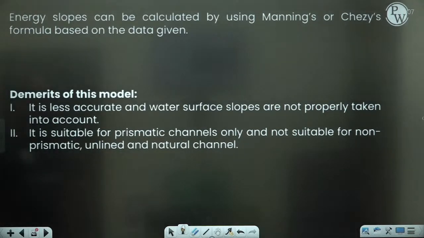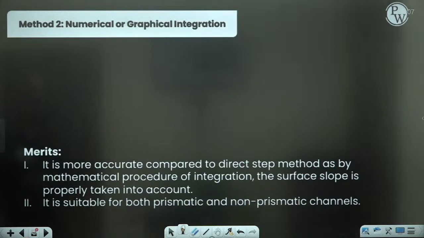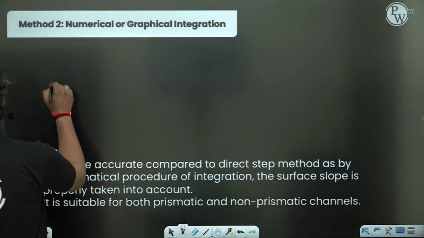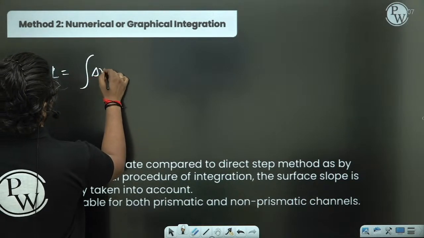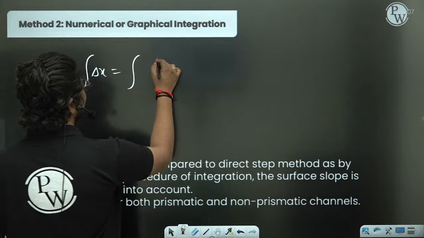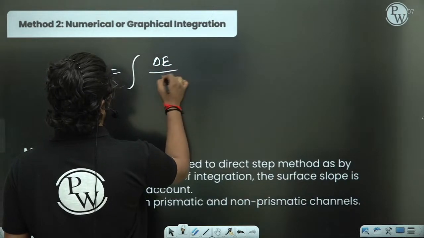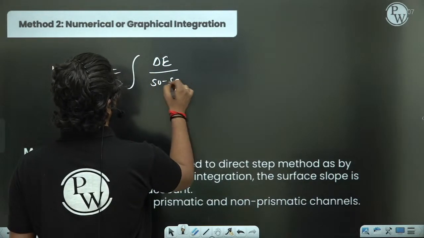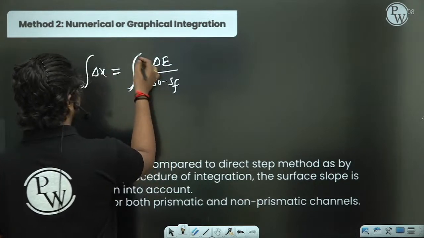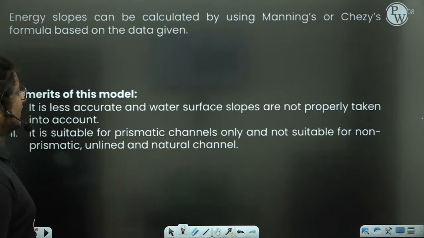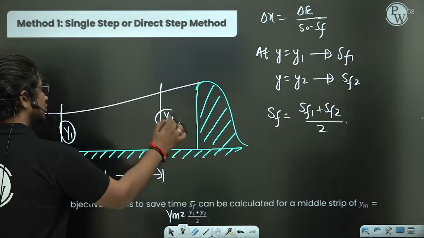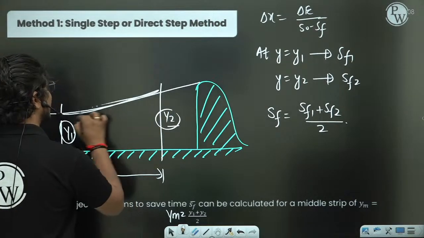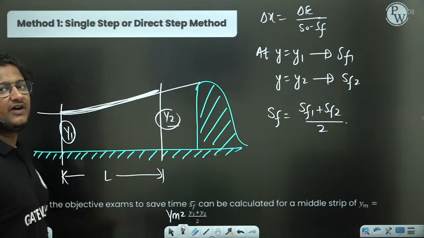Okay, so I hope you have copied this. Now the next technique is the numerical or graphical integration technique. If we need to find L, we integrate delta x, which is basically delta E upon S naught minus SF. Whenever you integrate, you are taking from y1 to y2, the complete water surface profile. The complete water surface profile you have taken into account.